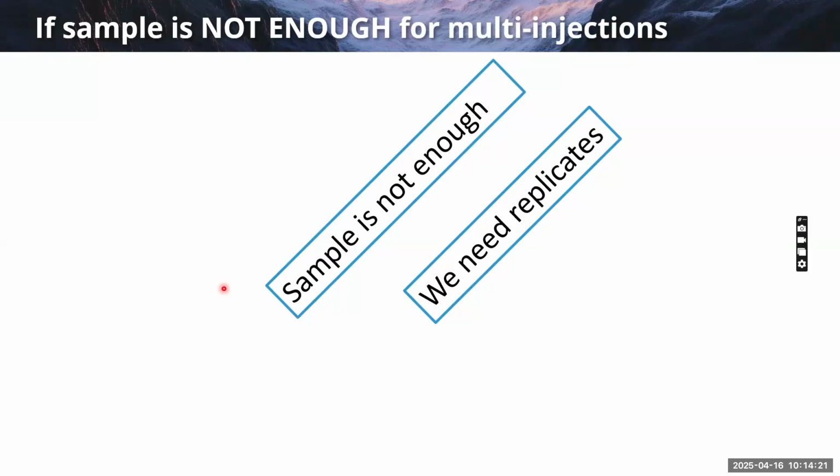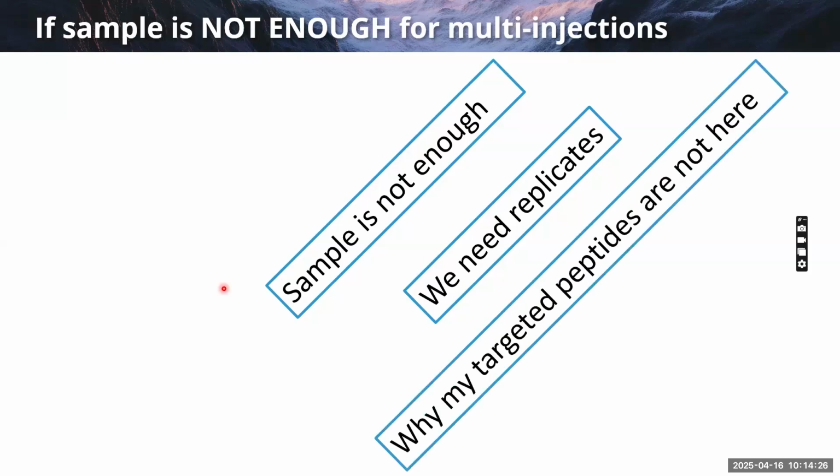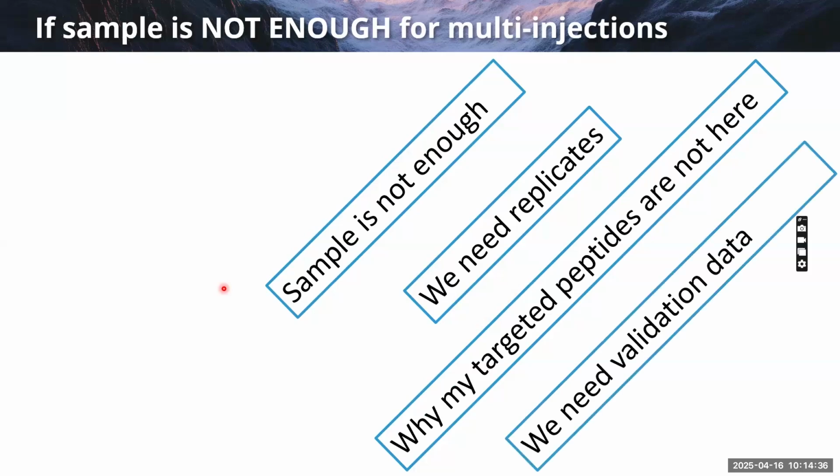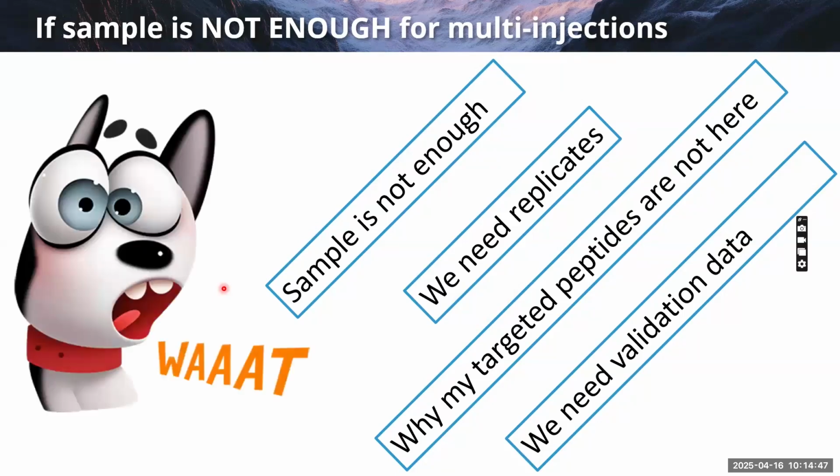But then someone will ask, I need replicates to show the reproducibility. And also, I already know that there are some target peptides in my sample. Why didn't your method tell me that? Is something wrong with your method? And also, you give me the discovery data, it's the DIA data, but I need PRM data to do the validation. I think this is the most common situation in practice: we don't have enough sample to meet all these requests. Then what can we do?